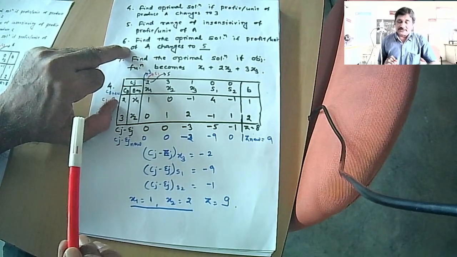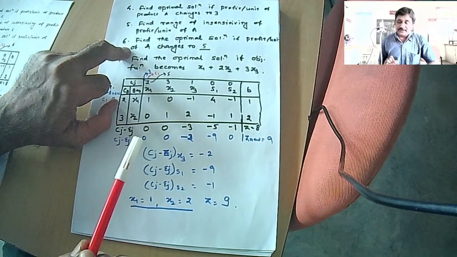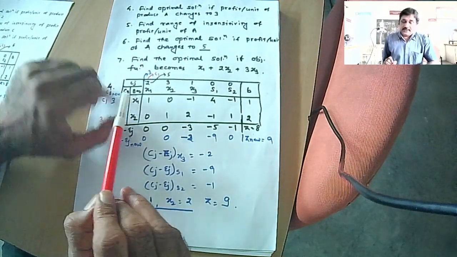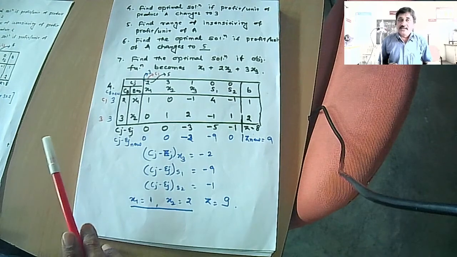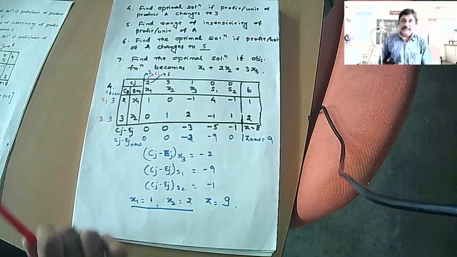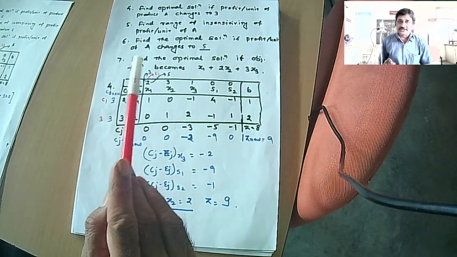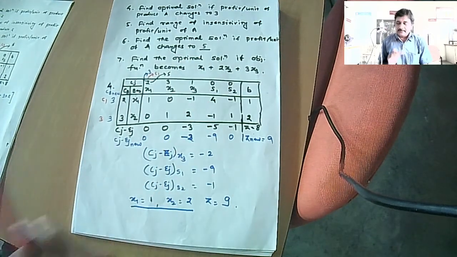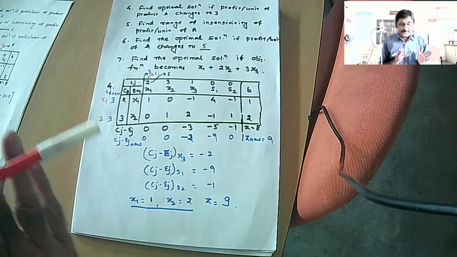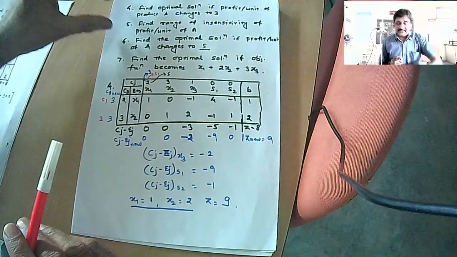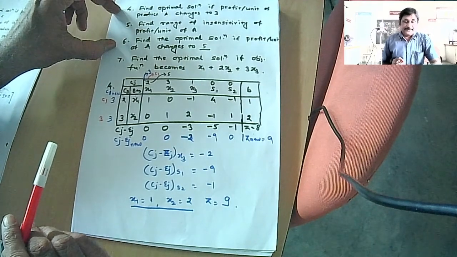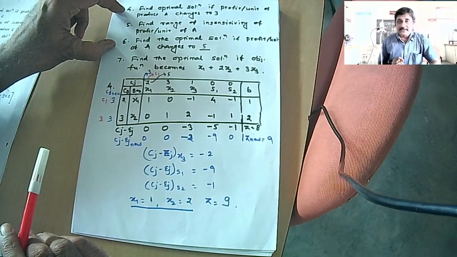Then the next question: find the optimal solution if the profit per unit of product A changes to 5. And lastly, a very general question: find the optimal solution if the objective function becomes x1 plus 2x2 plus 3x3. So one by one we'll be taking them. Now what is the difference between the first three questions and these next three questions? The difference is the profit of the product.